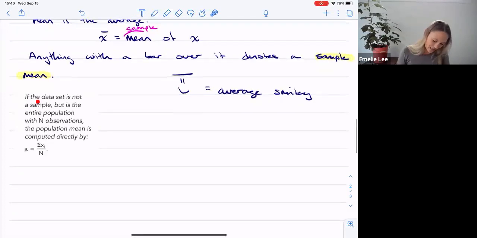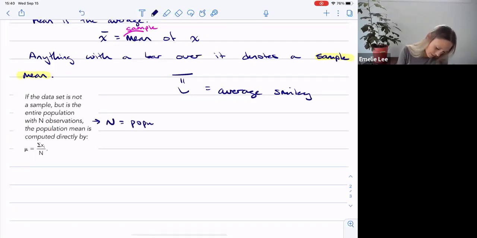All right. So if the data set is not a sample, but is the entire population, right? And so we're going to use capital N to denote the population size, right? And so here, capital N is the population size.